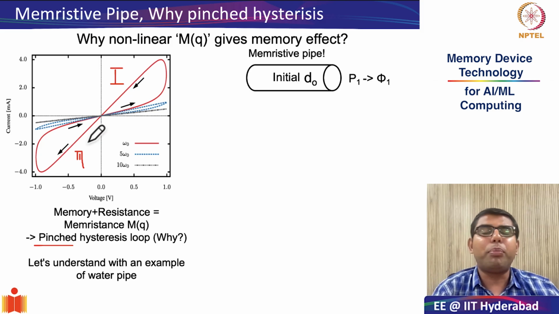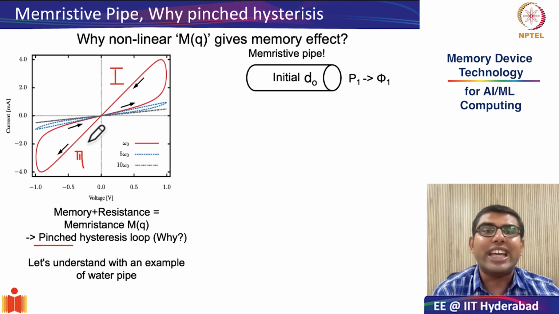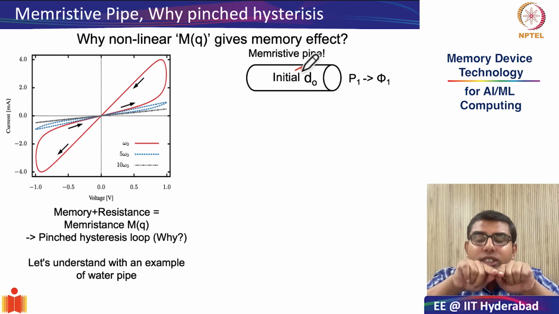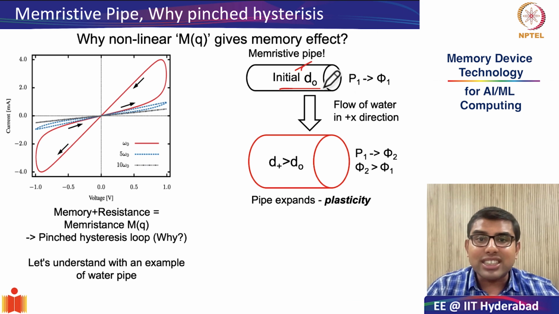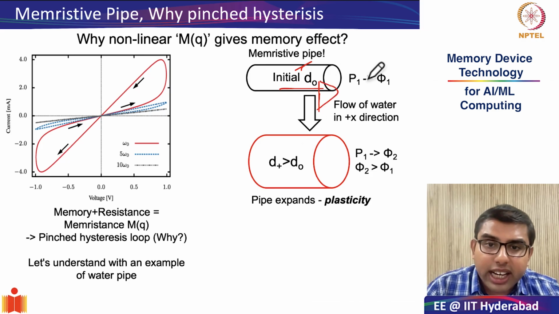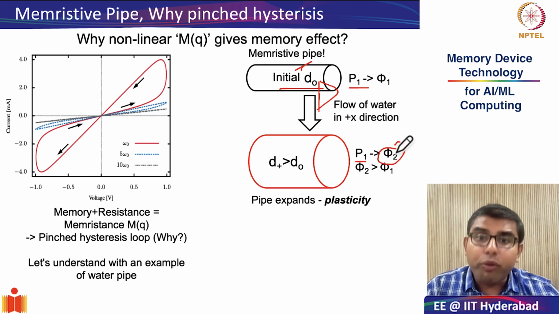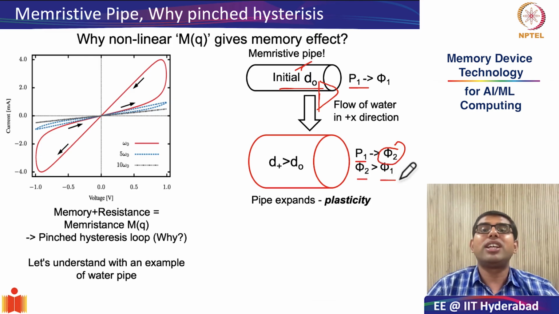Let us look at the example of the so-called memristive pipe. In the memristive pipe, initially you take a normal pipe with a diameter of D0, and you are now going to flow some water through the pipe. So in this magical memristive pipe, when you flow water in the positive X direction, the diameter of the pipe increases. And as a result, for the same pressure of water, now you have a different flux. The flow of water increases because the diameter of the pipe has increased. Therefore, psi 2 is greater than psi 1.